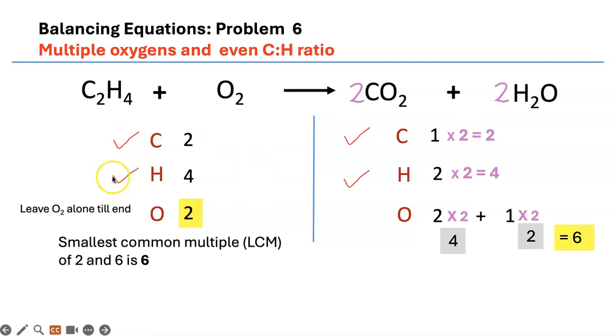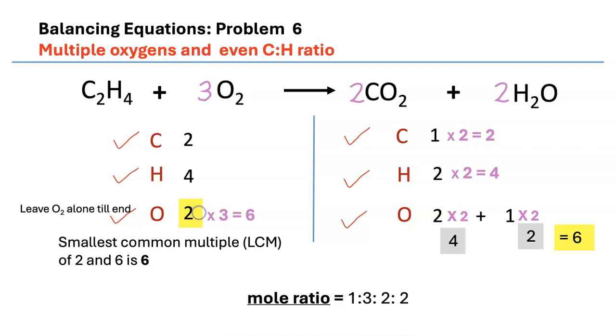So the smallest common multiple between 2 and 6 is 6. So I'm going to make this side equal to 6 also. I am going to do that by multiplying this one by 3. So I put a 3 here. And now I have the same number of oxygens on both sides, which is 6. And now my reaction is balanced, and its mole ratio is 1:3:2:2. Remember, when we don't write anything, it means 1.